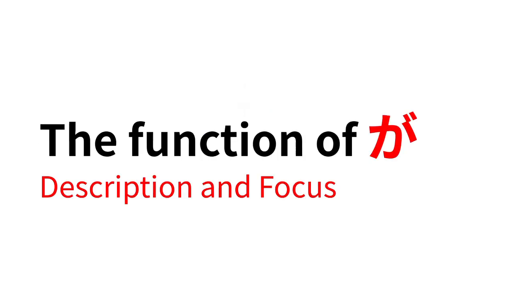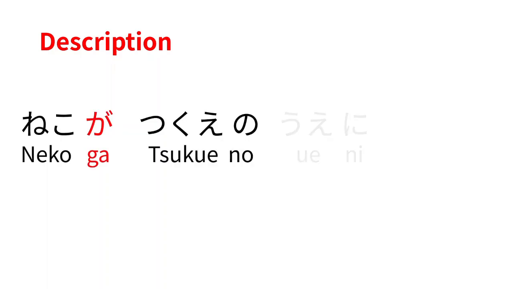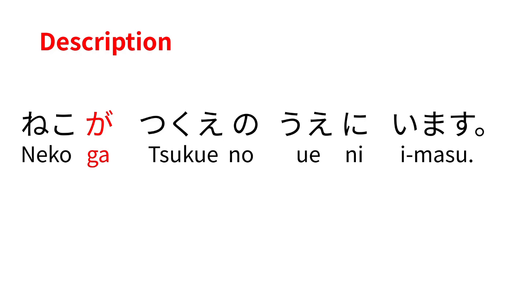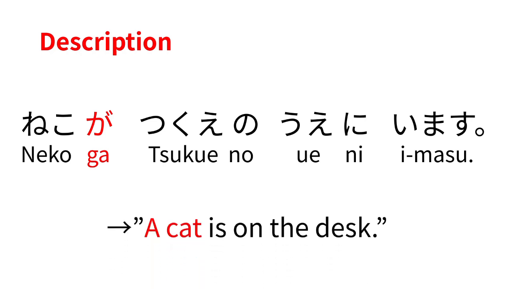The function of ga, description and focus. Ga is often used to describe something. For example, 猫が机の上にいます。A cat is on the desk. Ga in this sentence shows that 猫, cat, is described by the following words. No contrast, no emphasis, just describing what exists or is happening.